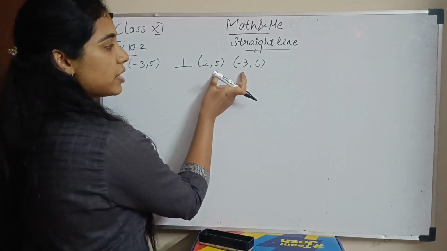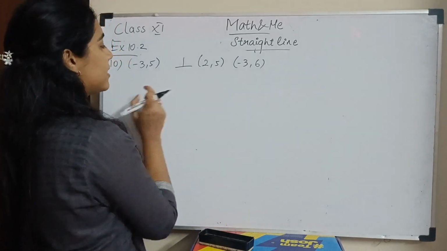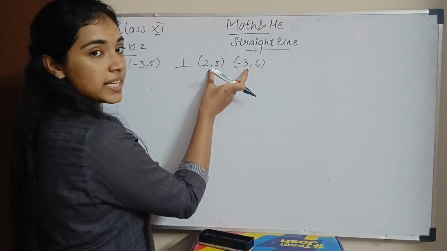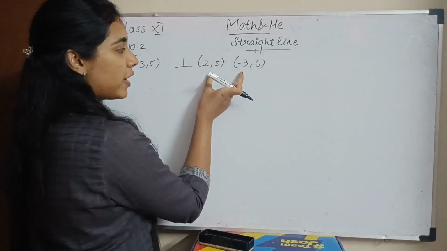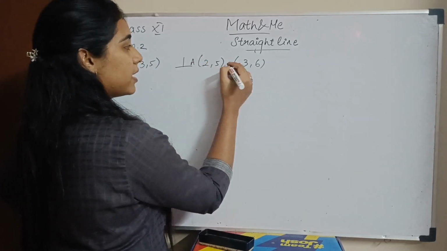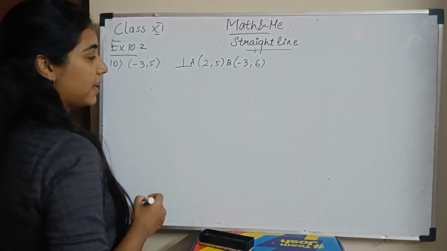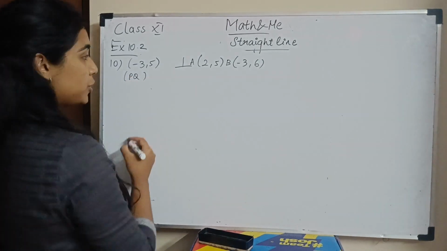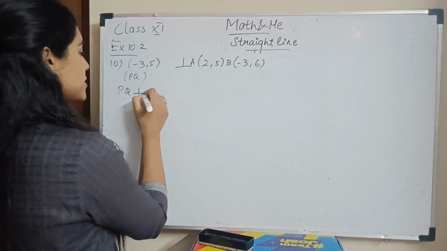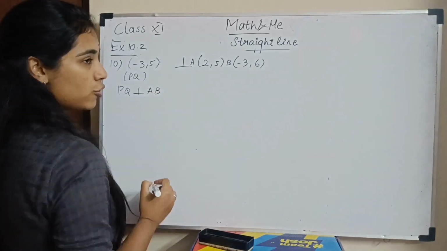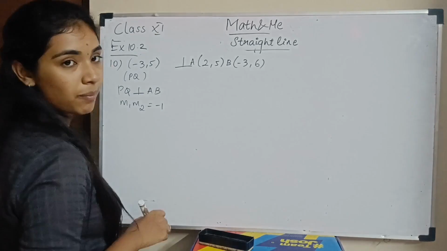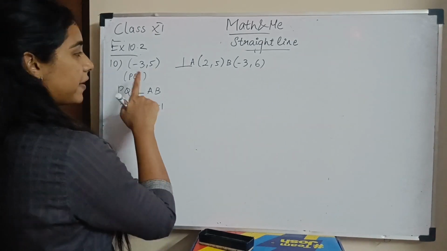So what do we have? We have 2 points. They say that the line passing through this point is perpendicular to the line passing through these 2 points. Meaning, when you find the slope of, for example, let this be AB and the line passing through this, let this be PQ. So it is given that PQ is perpendicular to AB. So what do you know about their slopes? Product of M1, M2 equals minus 1. So with this, we can find the missing slope.